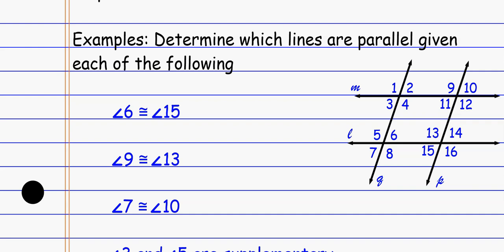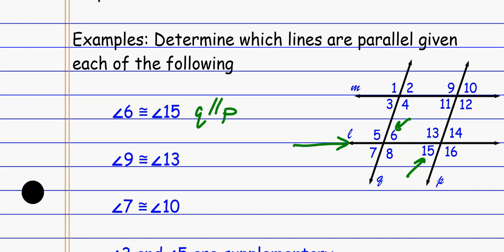If I only had angle 6 is congruent to angle 15, do I know if any lines are parallel? So if I'm comparing angle 6 right here and angle 15 right here, line L is the transversal, those are alternate interior angles. So if I know some alternate interior angles are congruent, then I can say that lines are parallel. And the two lines that I can say are parallel in this case are Q and P.